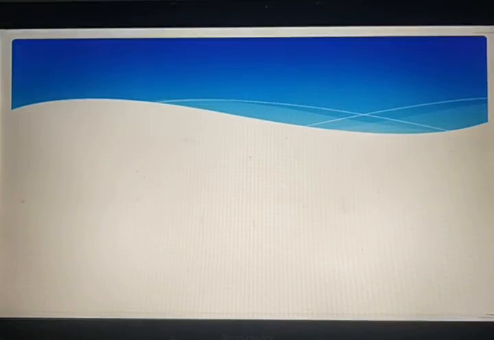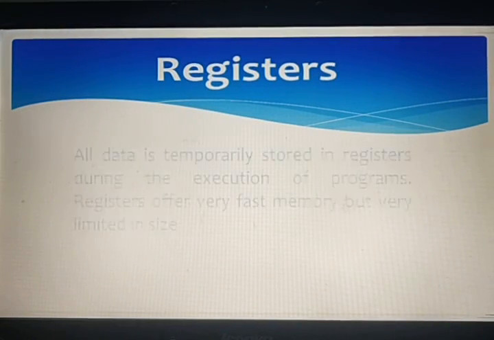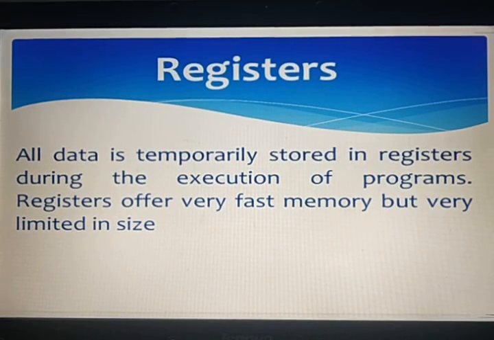The next thing is registers. All the data is temporarily stored in registers during the execution of programs. Registers offer very fast memory but very limited in size.